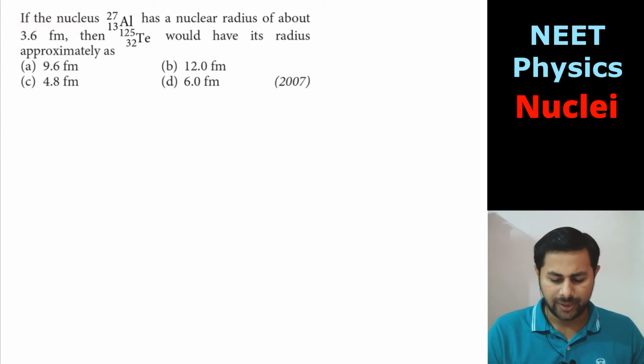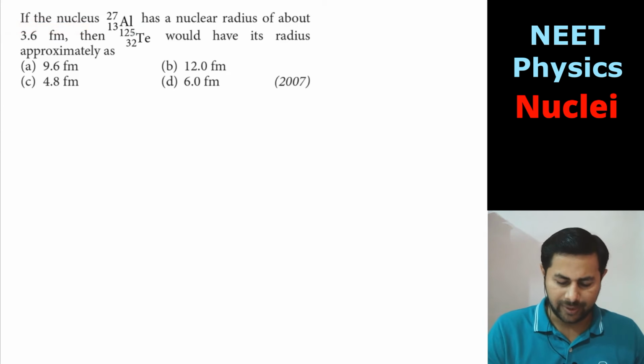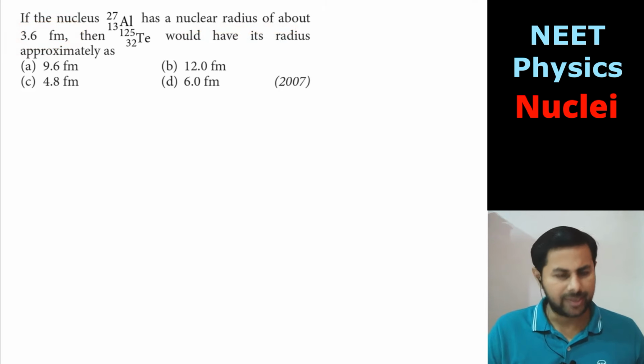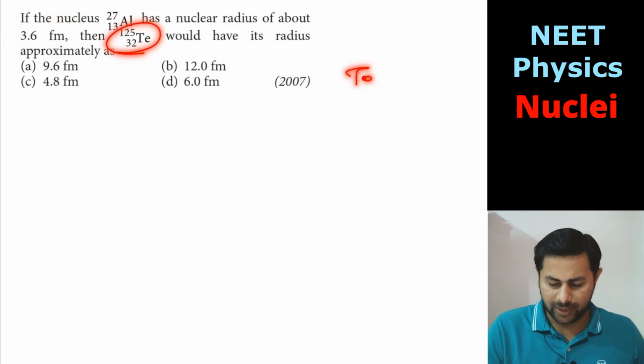If the nucleus of aluminium Al has a nuclear size of about 3.6 femtometers, then this is Te. What is Te?